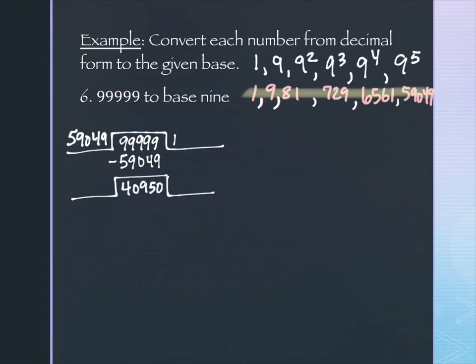40,950. Right, 40,950. What will I divide by next? 6,561. So this one's going to go in several times. Six, in fact. So 6 times 6,561 is 39,366. Double check on me. Does that work? Did I multiply everything okay?